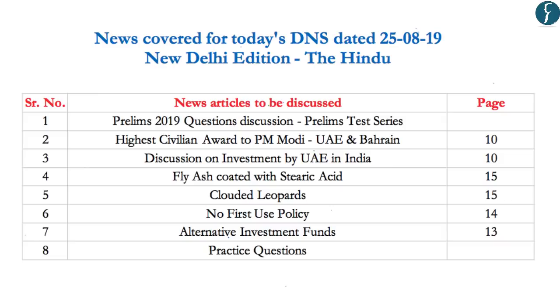Today, we are going to discuss the important issues appearing in the New Delhi edition of the Hindu newspaper dated 25th August 2019. The news to be discussed has been presented on the screen and timestamping for the same has been provided in the description box below. So let's start our today's discussion.